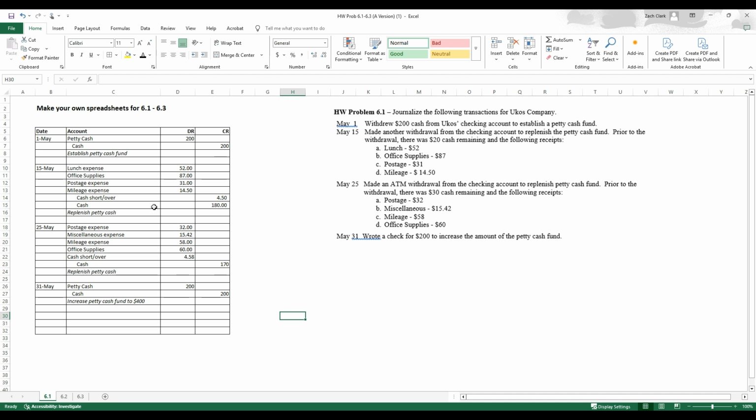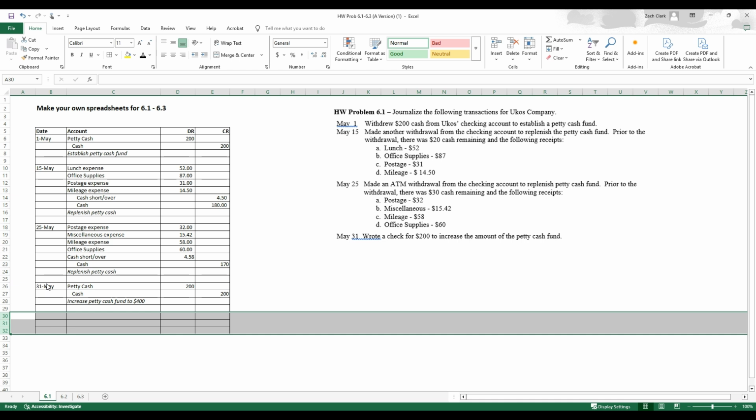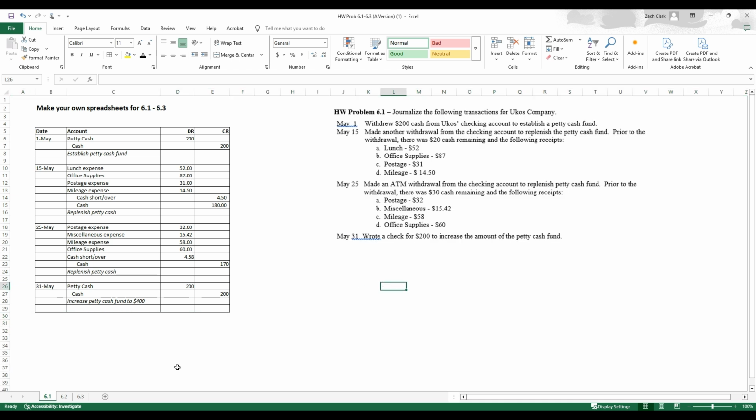And again, we just need to look at the receipts compared to what's in the cash box left over. And if there's any difference between getting us back to 200 between the actual money that's left in and the receipts that we see, we just need to use the cash over or short to balance that out. And sometimes it's credit, sometimes it's a debit, depending on whether it is over or under what it should be, essentially. All right, so that was problem number 6.1.